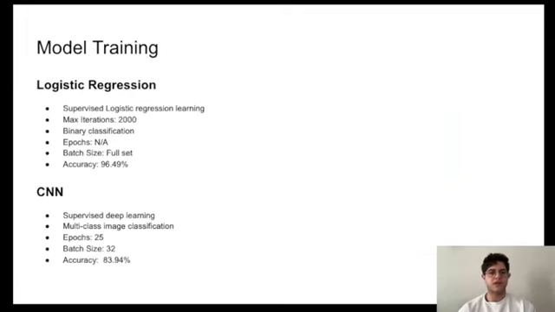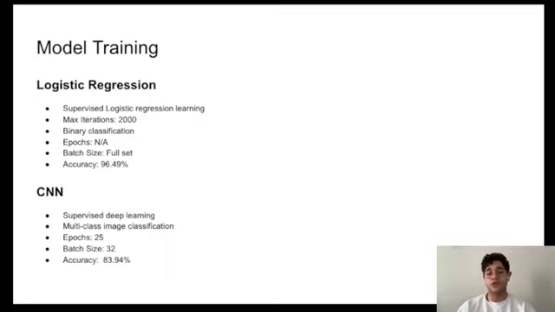Yeah, so as I was saying, we were training these models. For the logistic regression, we're using just supervised logistic regression learning. There's nothing to it. I set the max iteration to be 2000. We don't have any epochs because, again, this is just a logistic regression. It's just linear. And we're using the full batch size for the entire training of the model, and then we test later on. Basically, we got an accuracy of 96.49, which I believe is pretty good.